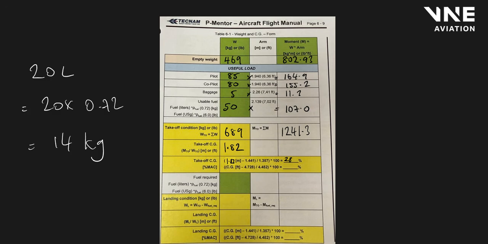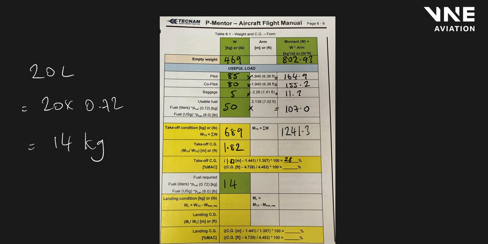Down to the next box. So the green one again, are fuel required, or you might often see this referred to as trip fuel. So the amount of fuel that we're actually going to burn while we're flying. So once again, it's in same specific gravity. So we're going to use 20 litres of fuel. So we're going to do 20 times by 0.72. So we're going to use 14 kilograms of fuel.